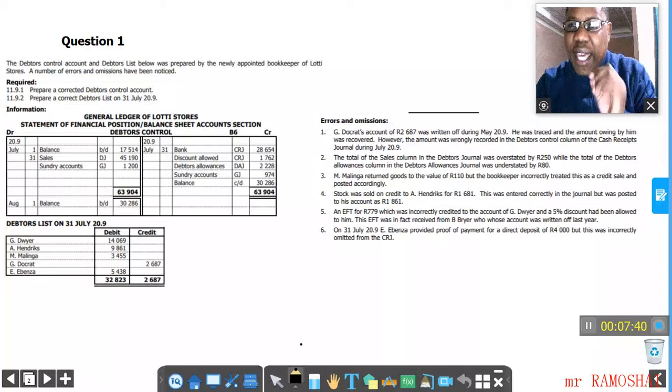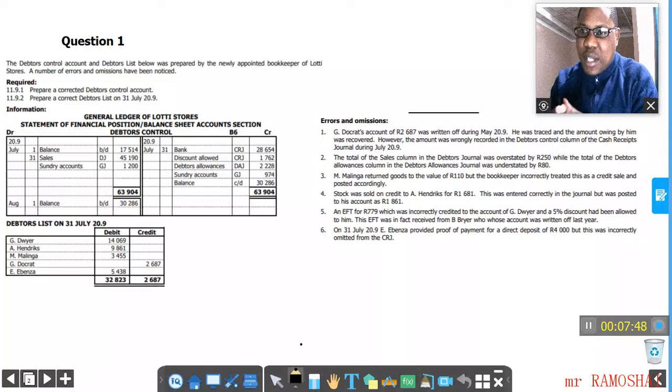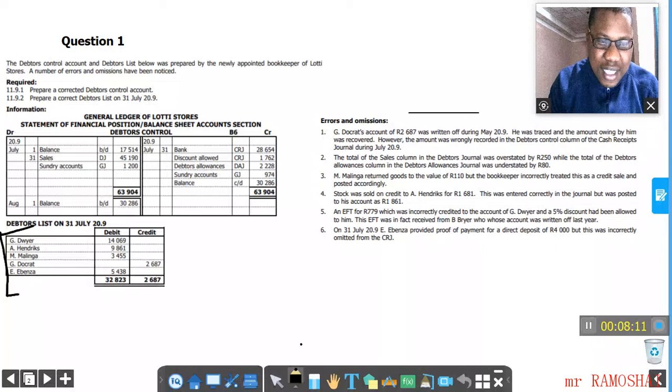But now we were able to trace him, and the amount that he was owing us was received. But look at what happened. The amount owing by him was recovered. However, the amount was wrongly recorded in the debtors column of the cash receipt journal, right? So how do we correct such an error? If you look at the debtors list, do you see this person? He is our debtor number 4, right?